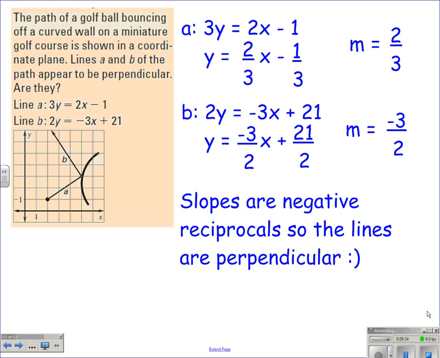That's all for section 5.5. Please remember, parallel lines have the same slope, perpendicular lines have negative reciprocal slope. Thank you.